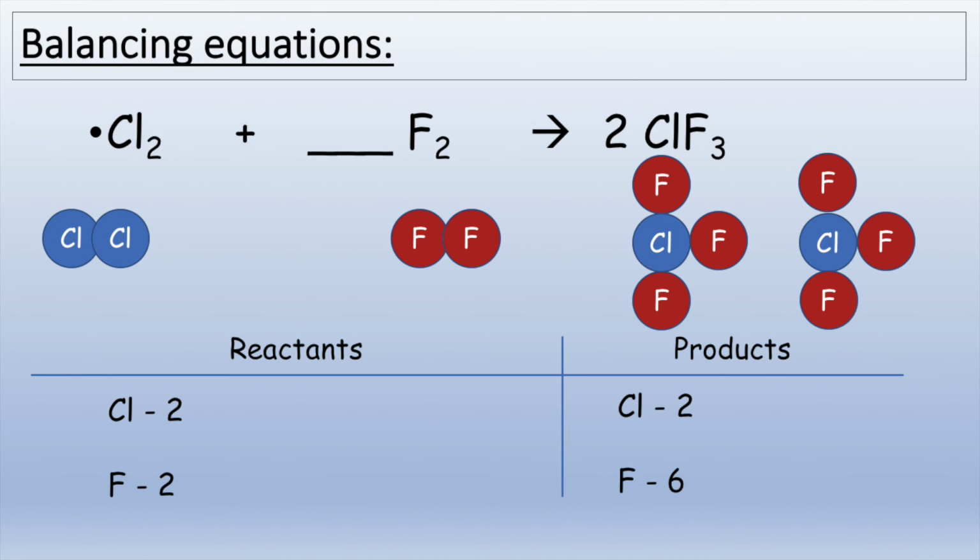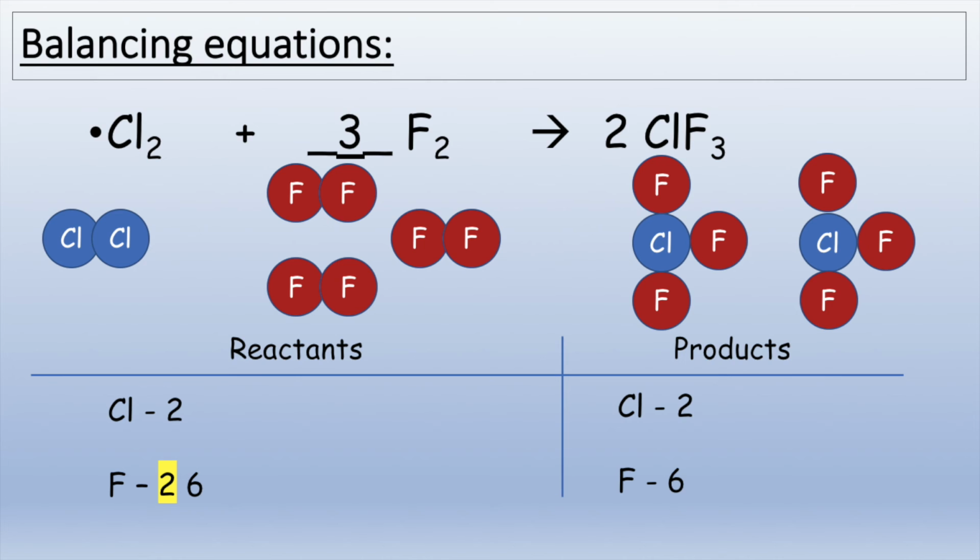The only way we can balance these is to say that we will have more full molecules of fluorine formed. The simplest way to correct this is to say that we will have 3 diatomic molecules of fluorine, making 6 on the reactant side and 6 on the product side. As you can see, this is now a balanced equation.